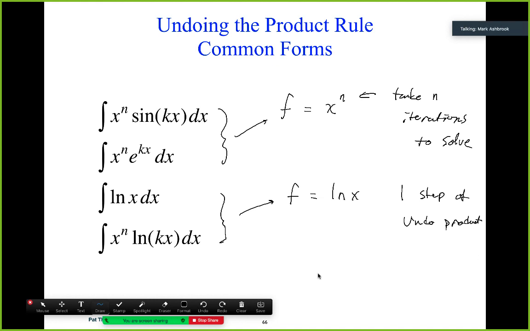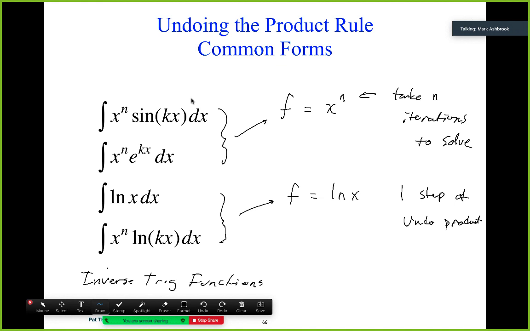Okay? And then the last one we saw, I forgot to put it on here, is inverse trig functions. It's the other thing you're on the lookout for. If your rate function is an inverse trig function, antiderivative of inverse trig, we just saw that this works very nicely for undoing the product rule. So there are other rate functions where this will work.